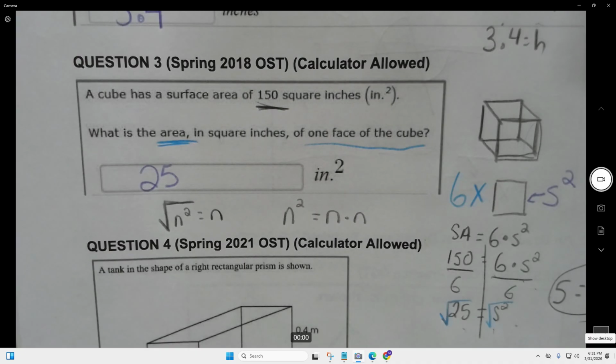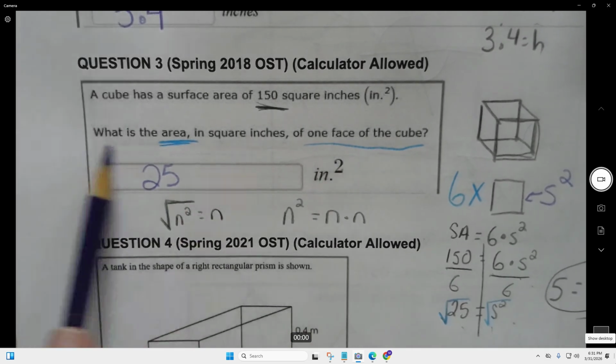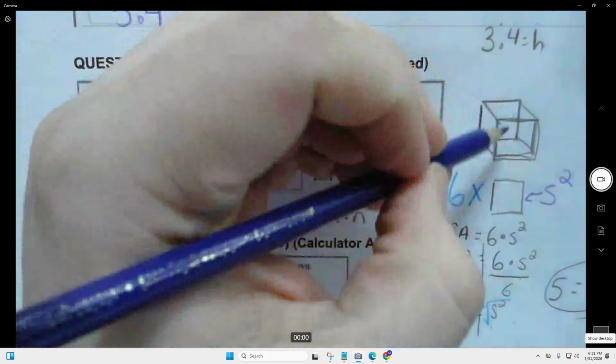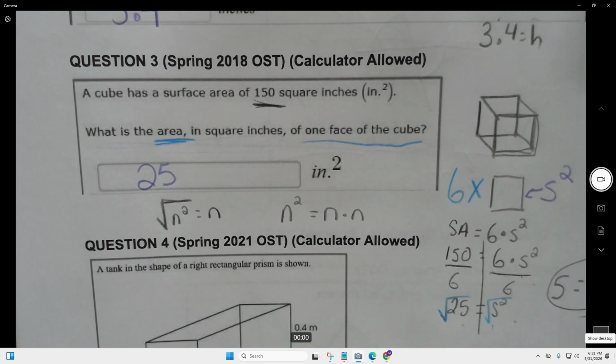If you don't know what the question is asking, you can ask for a clarification from whoever is watching the test. I don't know what the question wants. I don't know what it wants me to do. They can't help you with how to do it, but they should be able to at least tell you that it's asking for the area of one of the squares. All right.